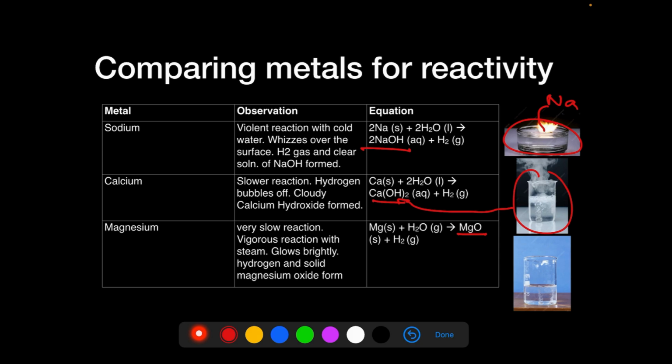Then as you can see, the equation over here is calcium solid plus 2H2O liquid gives Ca(OH)2 aqueous plus H2 gas.